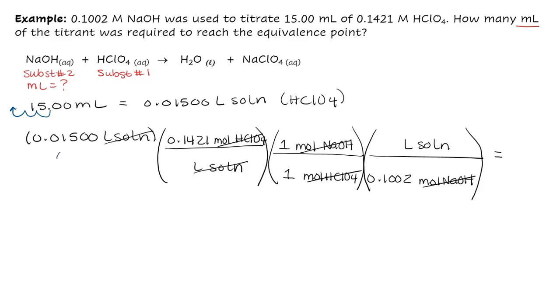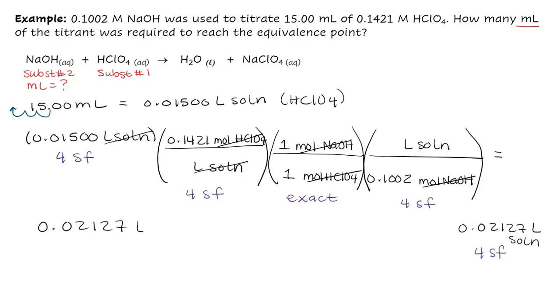Checking our sig figs, we have 4 sig figs in the first volume, 4 sig figs in the perchloric acid molarity. Stoich is always exact. And we have 4 sig figs in the NaOH molarity. That will give us 4 sig figs in the volume that we calculate. Doing the math, we have 0.01500 times 0.1421 divided by 0.1002. Rounded to 4 sig figs gives us 0.02127 liters of solution.